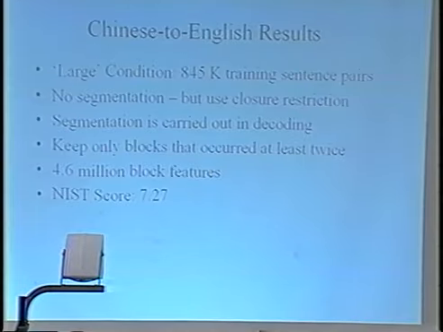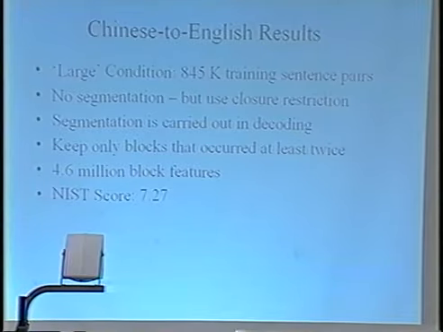So these are some experimental results. I've trained this on 850,000 training sentence pairs for the Chinese-English translation direction, which is a large training condition in the NIST evaluation this June. I'm currently not carrying out the segmentation, but I'm using this closure restriction I've presented. I will show in the next slide why I do this. I cannot carry out segmentation, not for time reasons but for space reasons, I cannot carry out the computation. So the segmentation is only carried out during decoding.